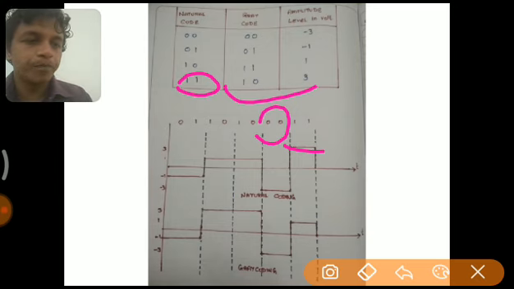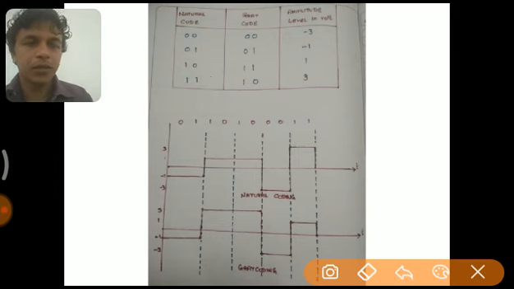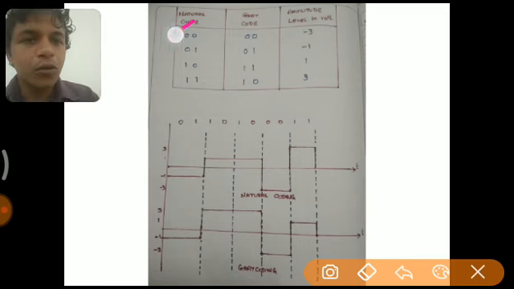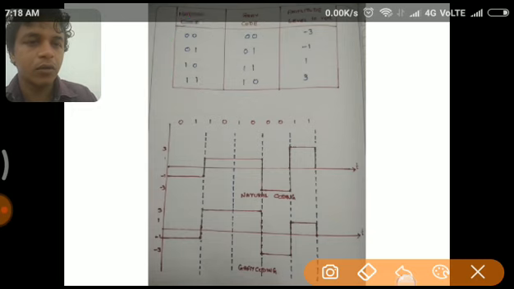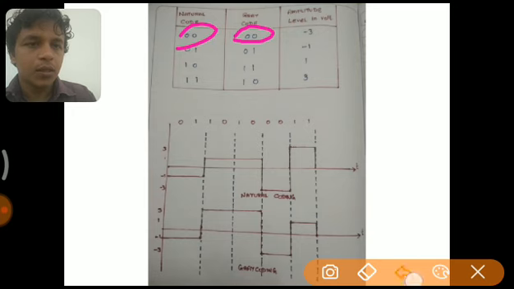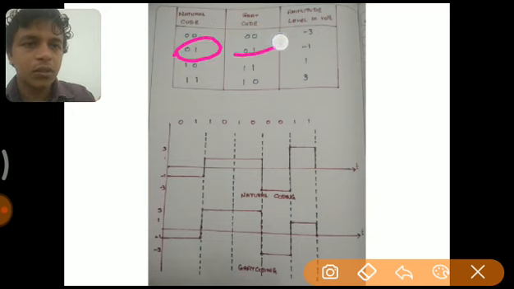Now the next one is gray coding. It is another type of quaternary coding technique. For gray coding, the natural coding should be converted into gray code. The gray code equivalent of natural code 0 0 is 0 0. Then the gray code equivalent of natural code 0 1 is 0 1. The gray code equivalent of natural code 1 0 is 1 1.